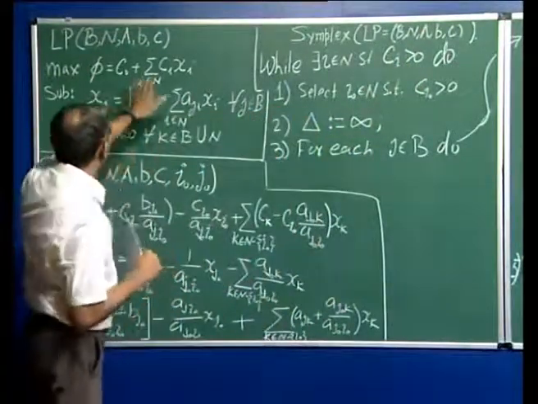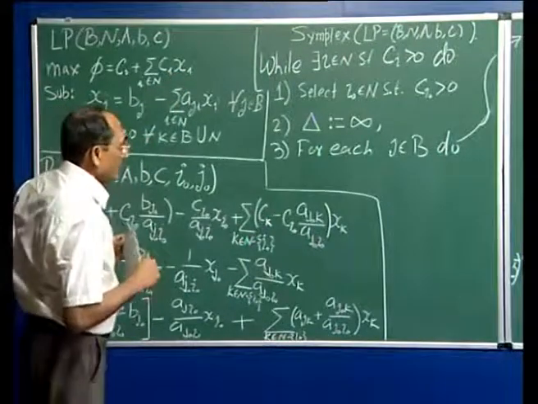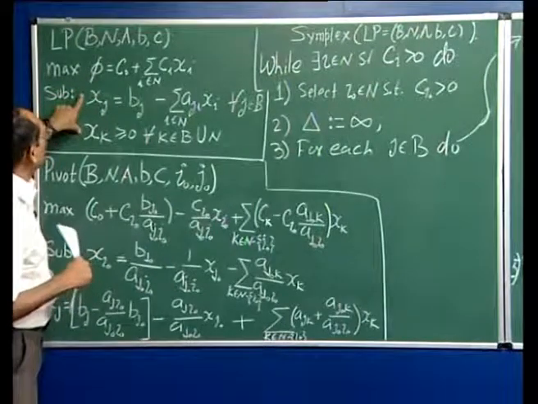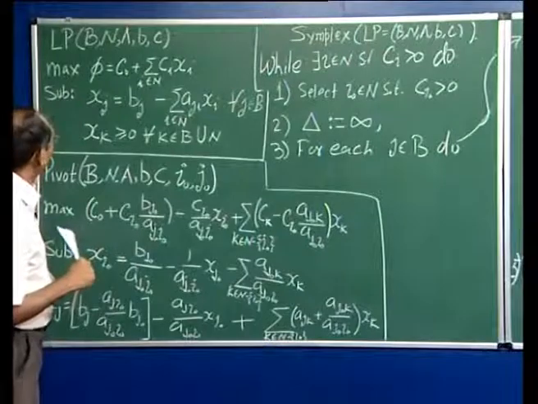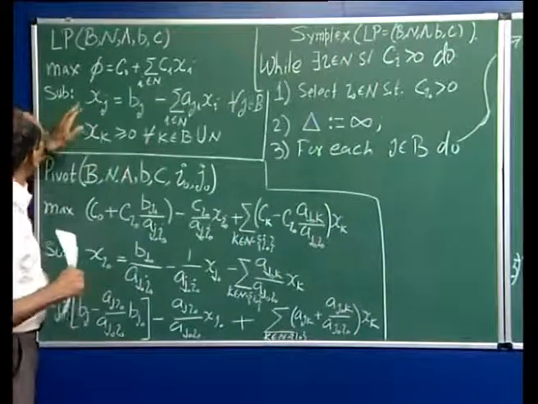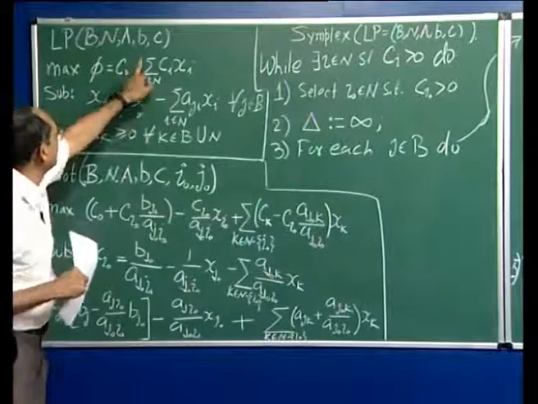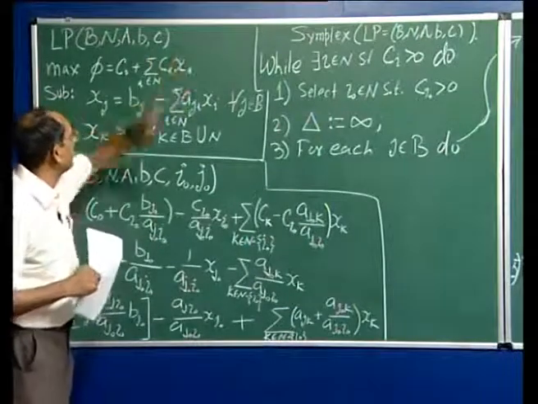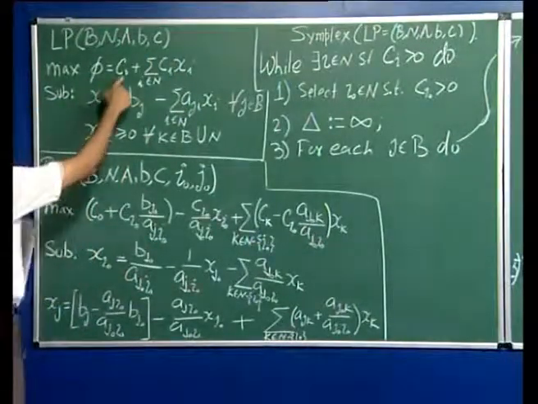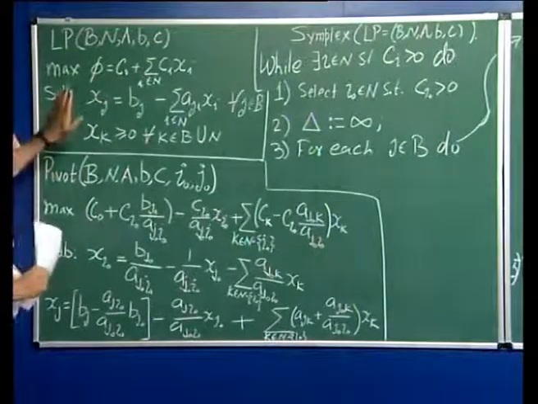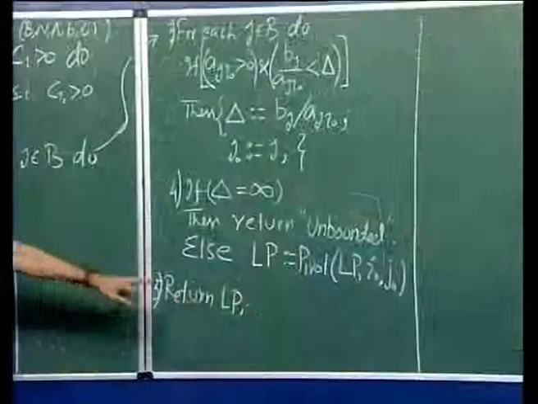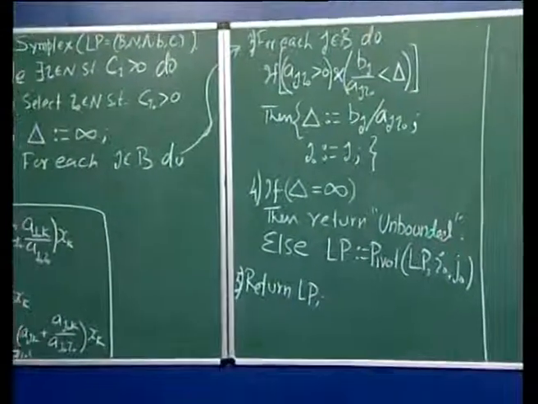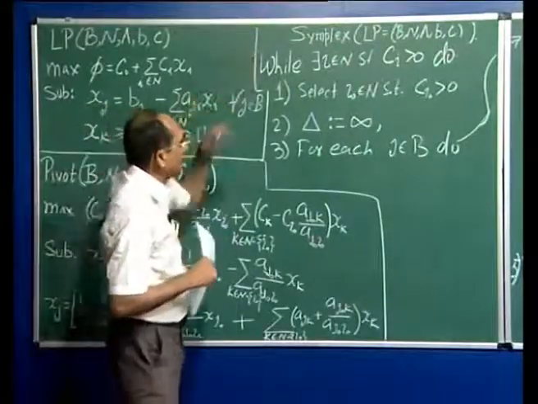Notice that when all Ci's are less than or equal to 0, then the basic solution of that LP in which all Xi's are set to 0 will give me the optimum value of phi. The reason is this is a negative term, and by raising the value of Xi we will never contribute anything positive. So, the best value phi can take is C naught. So, we will output that LP and the basic solution of that LP will be our optimum solution. So, that is one way to terminate here.